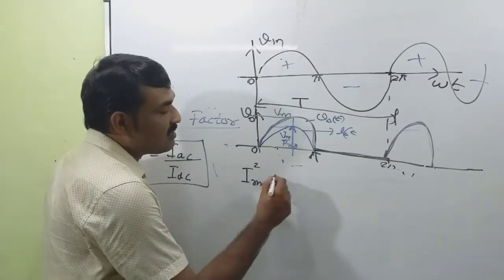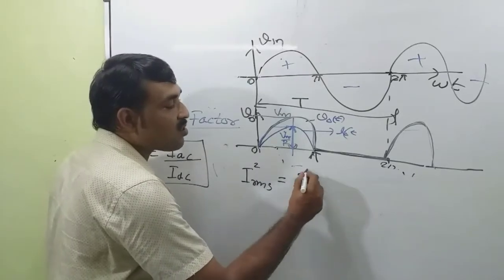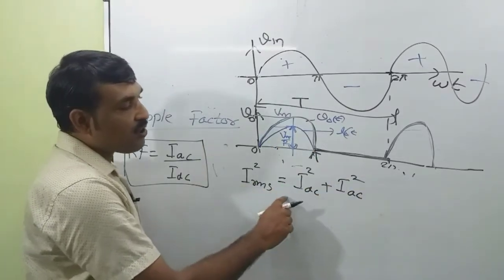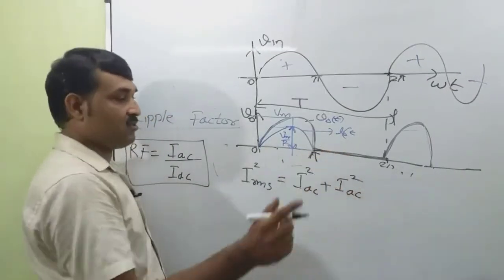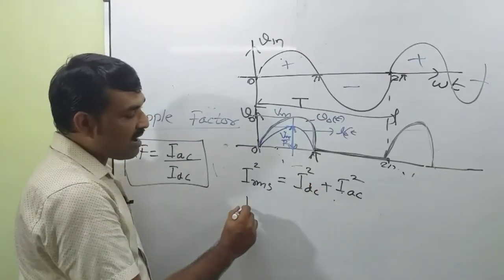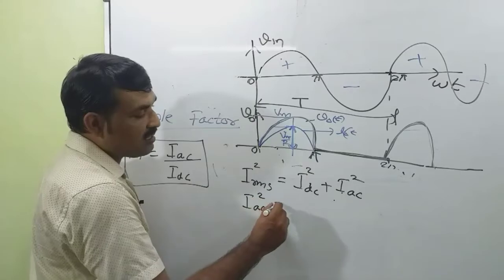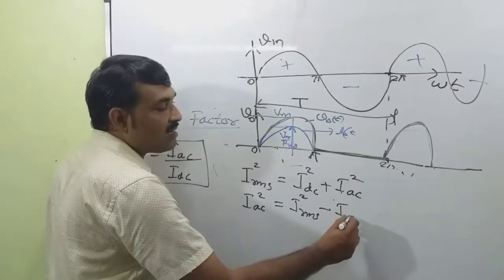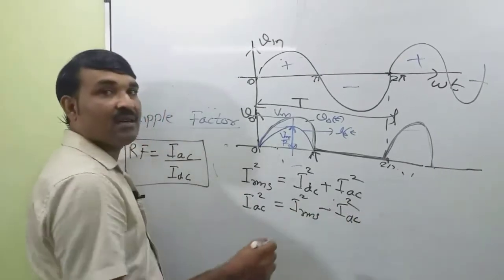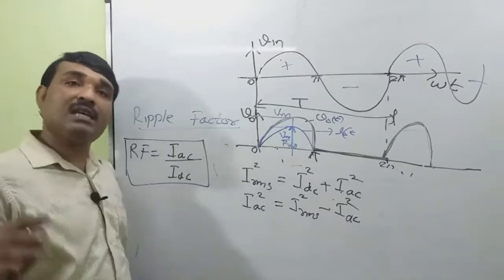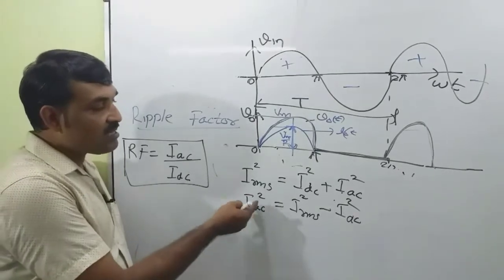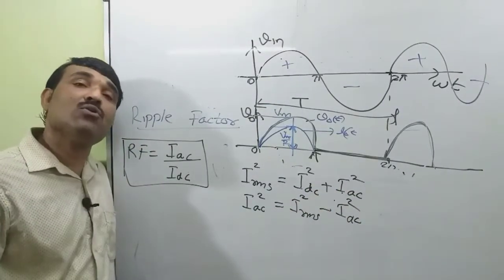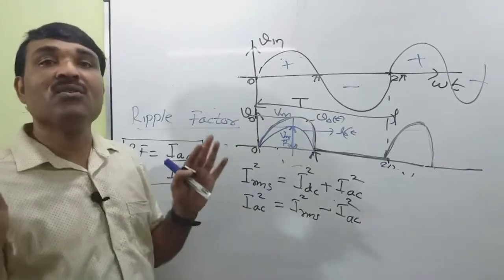IRMS square is equal to IDC square plus IAC square. IRMS is equal to the square root of IDC square plus IAC square. From this expression, we can find IAC square, which is equal to IRMS square minus IDC square. This may be in terms of voltage. If we write it in terms of voltage, then VAC square is equal to VRMS square minus VDC square. Either in terms of current or in terms of voltage. Now we just write it in terms of current.